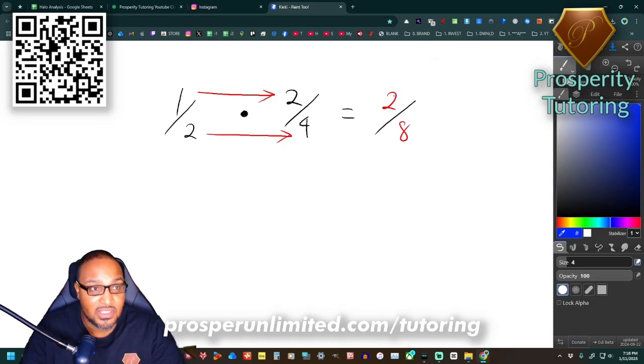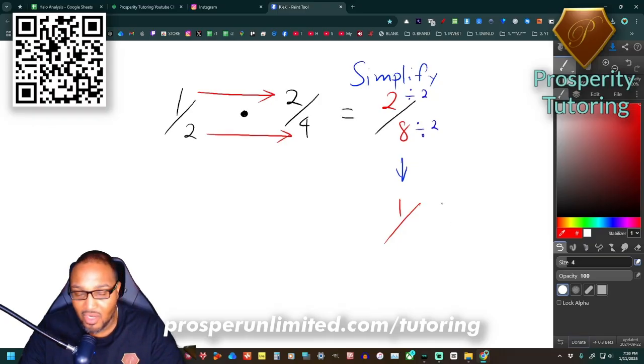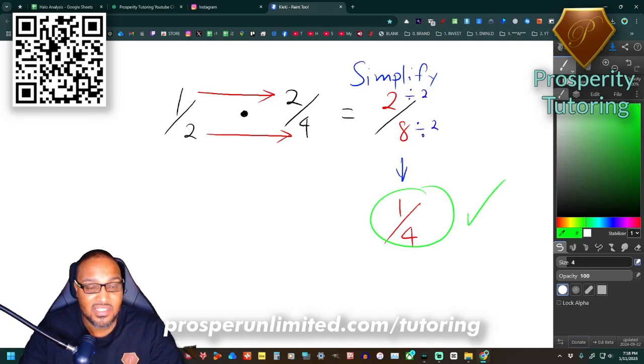So what we simply need to do, in order to simplify the fraction, is take the numerator and divide it by the greatest common factor, and then take the denominator and divide it by the same greatest common factor. So now our new answer becomes 2 divided by 2 is 1, and 8 divided by 2 is 4. And this is our simplified answer.